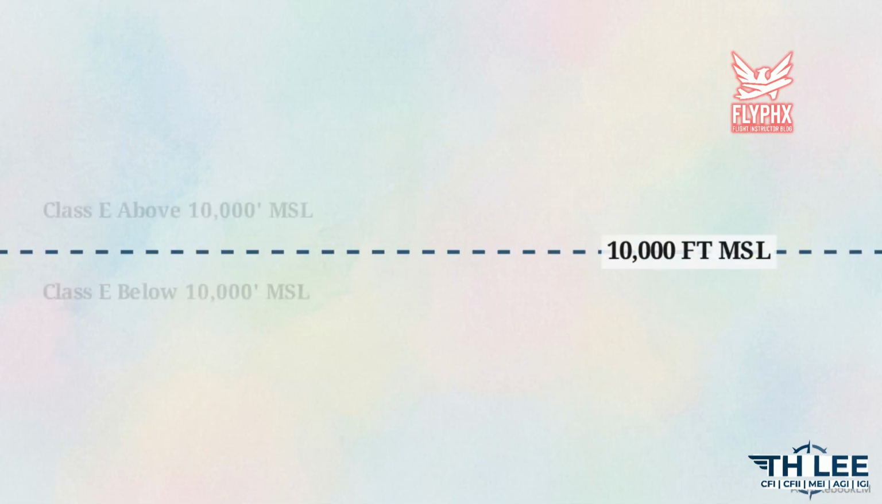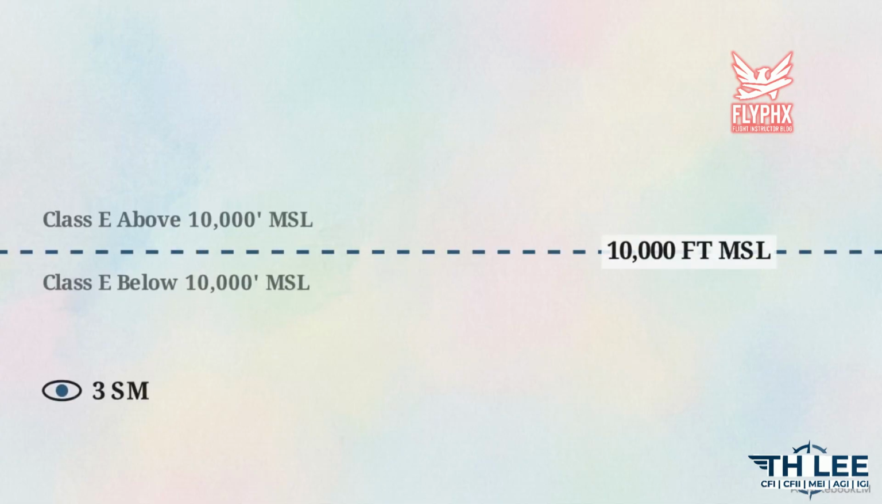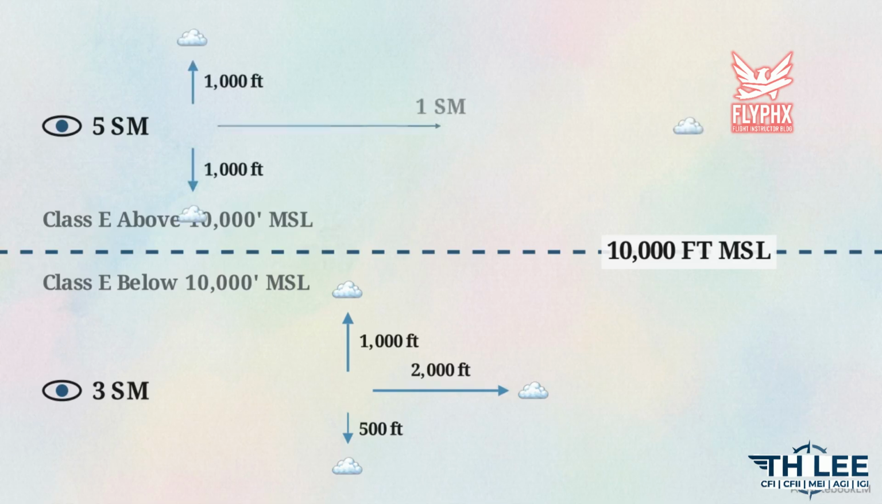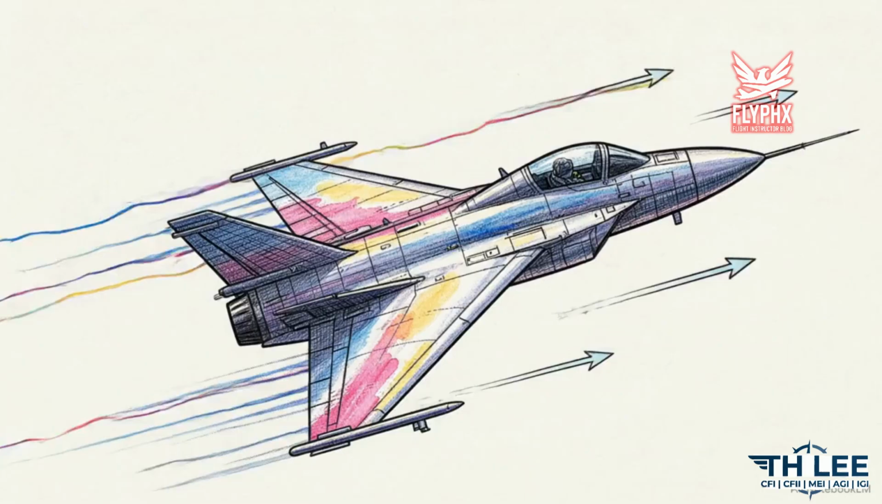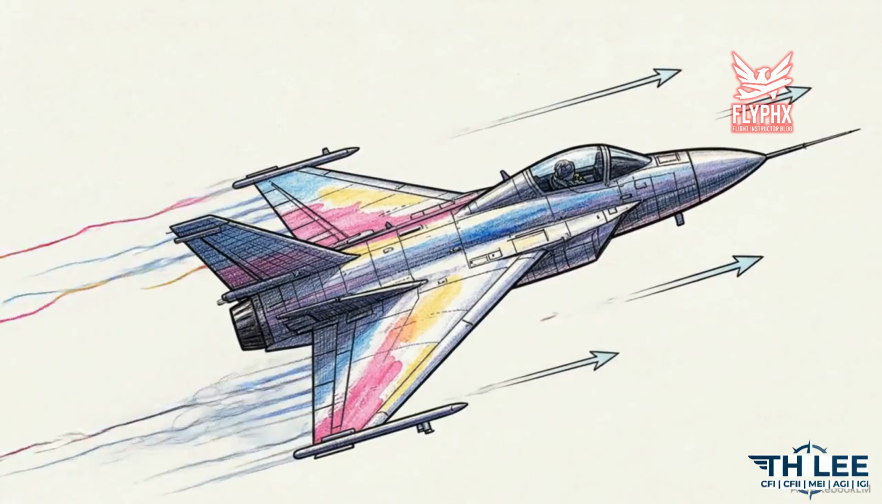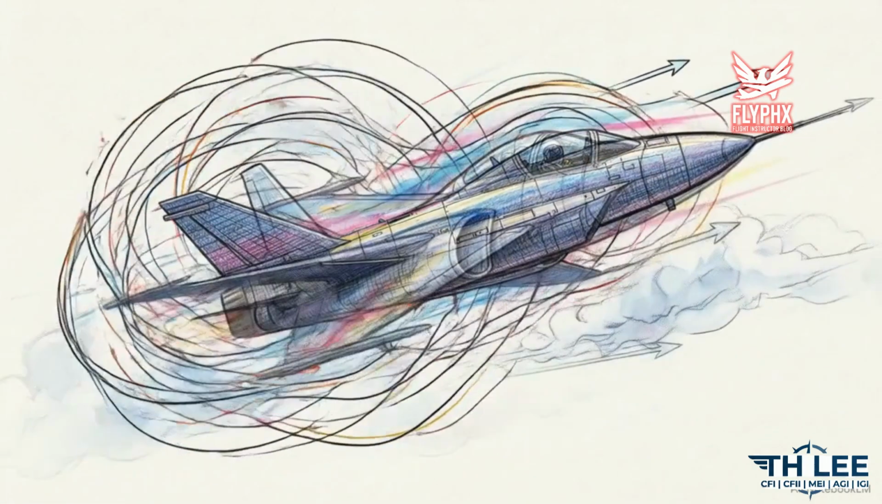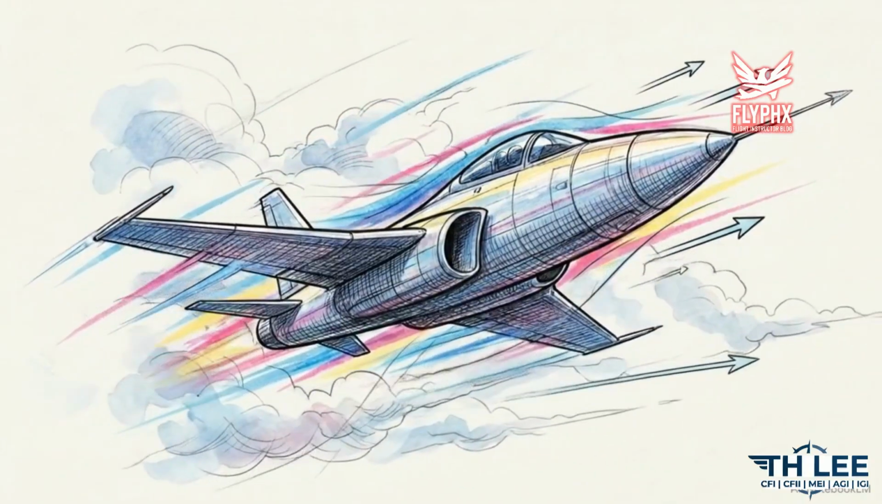This is why the 10,000-foot MSL threshold is critical. Below 10,000 feet, standard Class E weather minimums are 3 miles visibility, but above 10,000 feet, minimums jump to 5 statute miles, requiring 1,000 feet clear above and below and a full mile horizontally from clouds. Above 10,000 feet, aircraft are authorized to fly up to Mach 1. The visibility requirements increase to account for drastically reduced human reaction times.